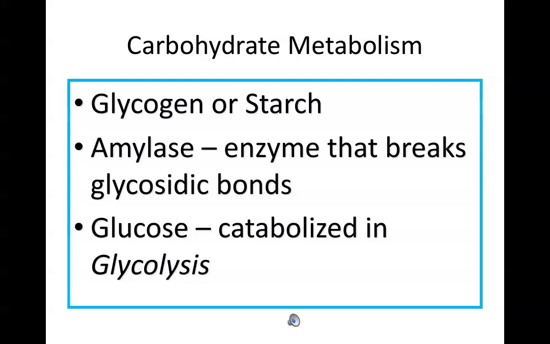Now, starch in the form of the pizza crust has to be broken down, and we're going to use an enzyme called amylase to break those glycosidic bonds between the glucose molecules and release those individual glucose molecules for the next step in our process of catabolism. It's called glycolysis.